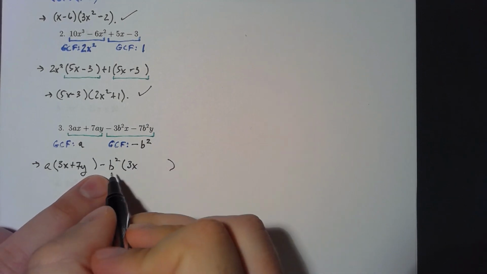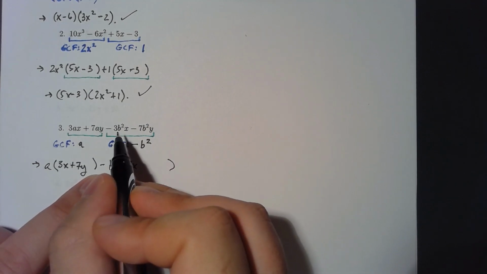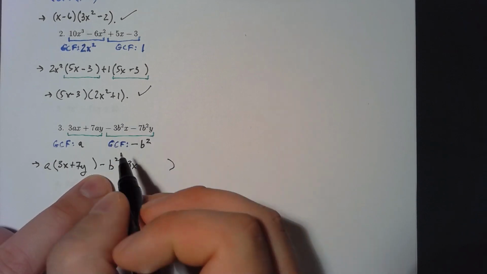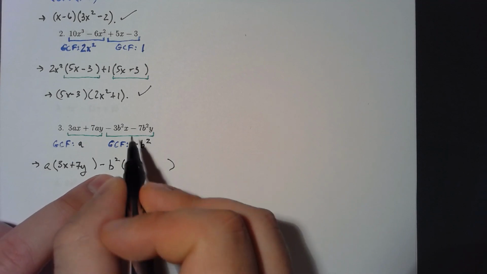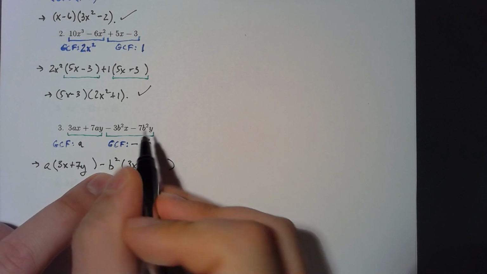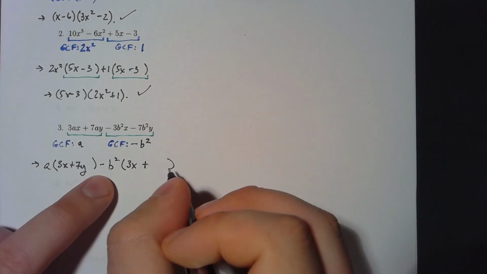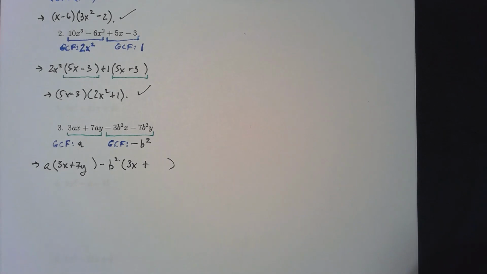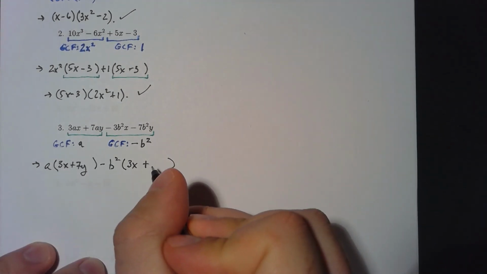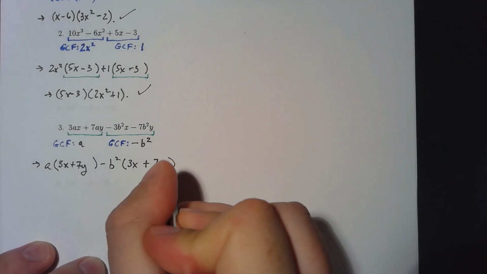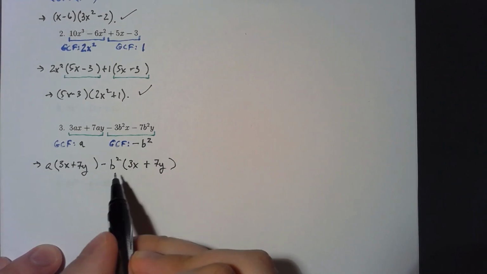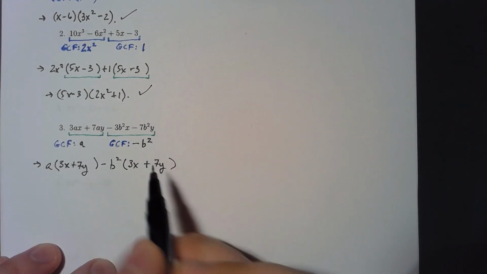Again, to check yourself, just distribute this and see if you get back what you had, and you do. Negative B squared times 3X is minus 3B squared X. Negative times a positive is a negative. So what's missing? Negative 7Y. Ooh, so that should be... no, that's right. Sorry. That's 7Y, right? Because a negative times a positive is a negative. So 7Y is missing. Yep, that's right.